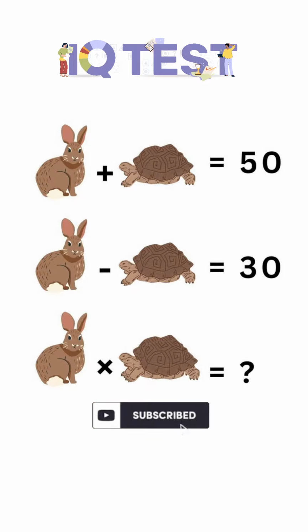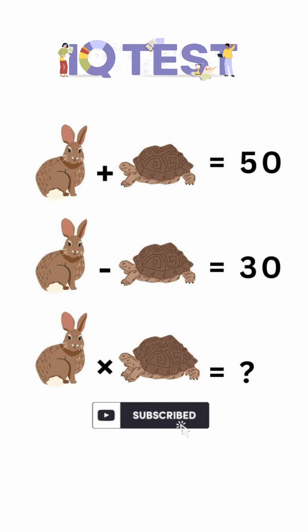Okay, so let's look at it together. So the rabbit plus the tortoise is equal to 50. So we can say let X be the rabbit, then Y be the tortoise. So we have X plus Y is equal to 50. X for the rabbit, Y for the tortoise. Now X minus Y is equal to 30. Are we okay? So we have two equations there.